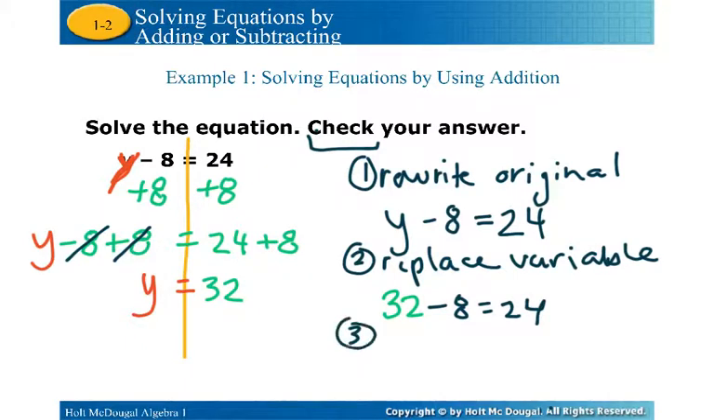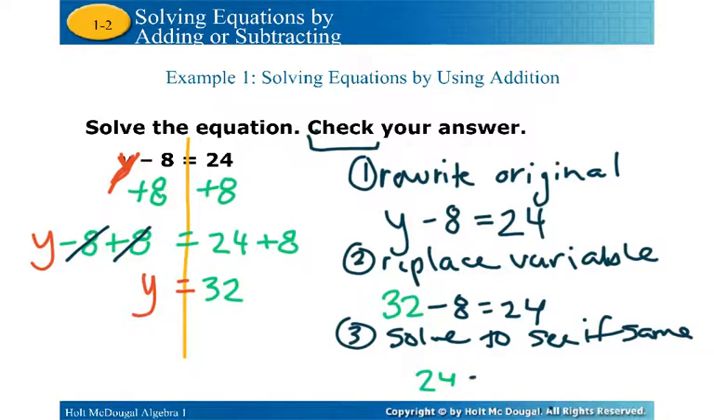And then you would solve to see if they're the same. And so we would actually take 32 minus 8 and realize that it's 24, which of course is equal to the 24 that we had. And now officially that is where our check would come in.